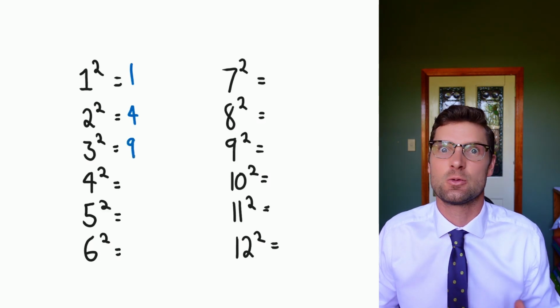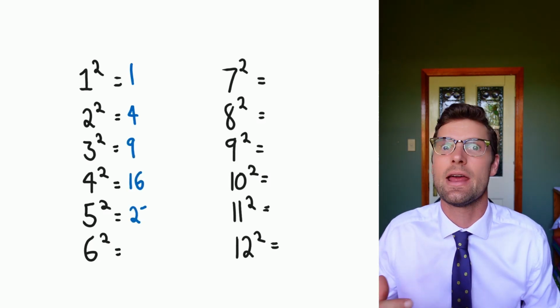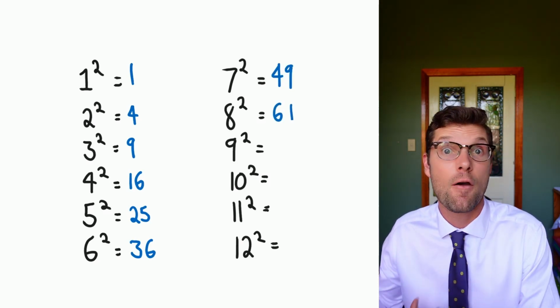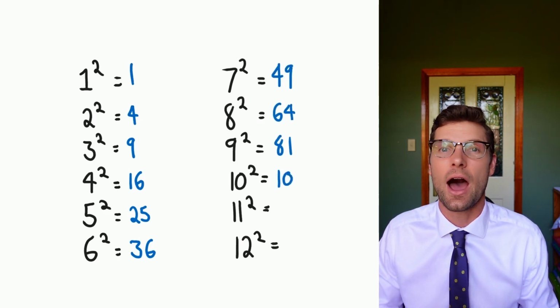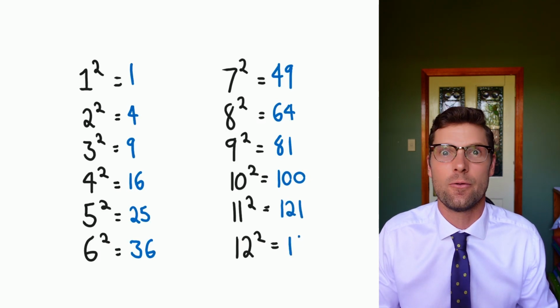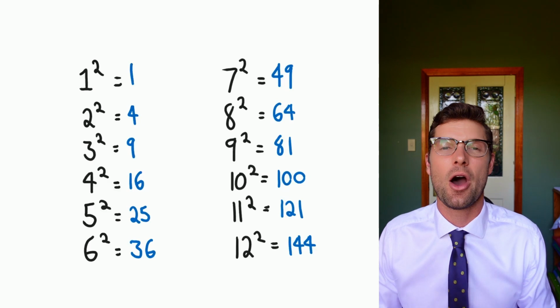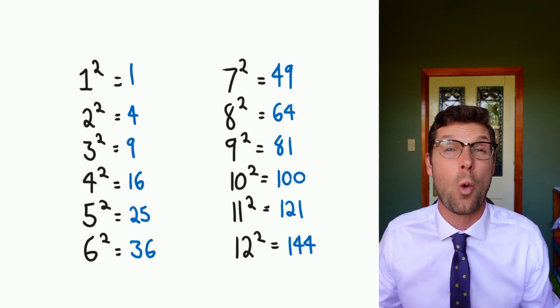So it's just these ones. 1 squared equals 1, 2 squared equals 4, 9, 16, 25, 36, 49, 64, 81, 100, 121, and 144, all the way up to 12. So you do need to get these in your mind, otherwise this topic becomes way harder.